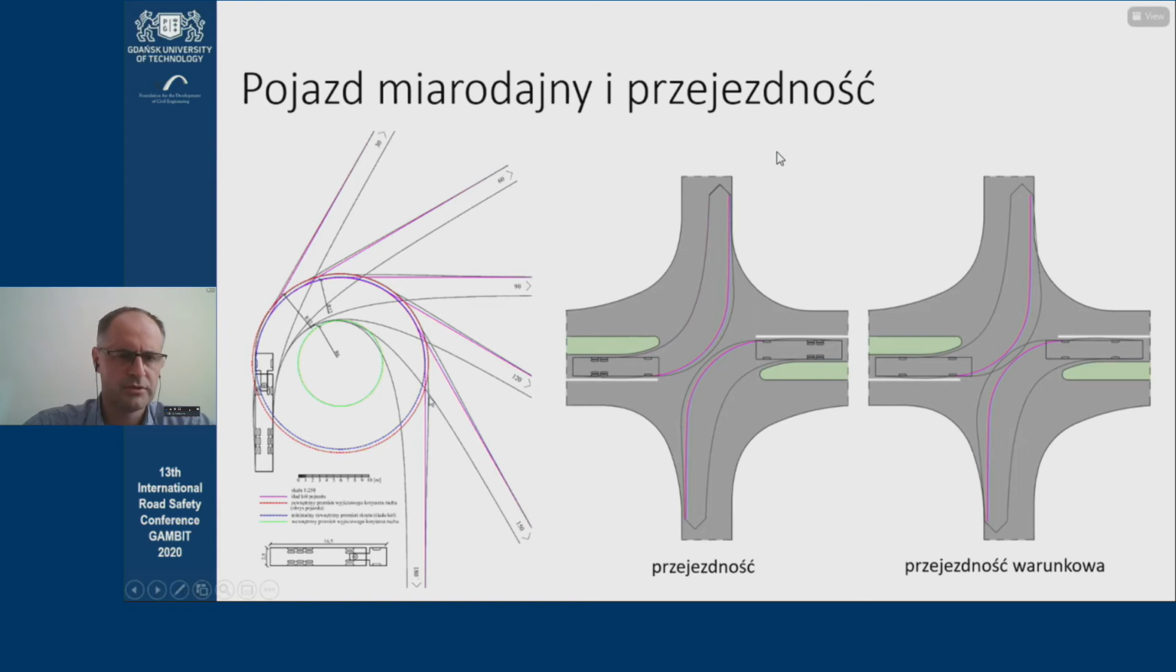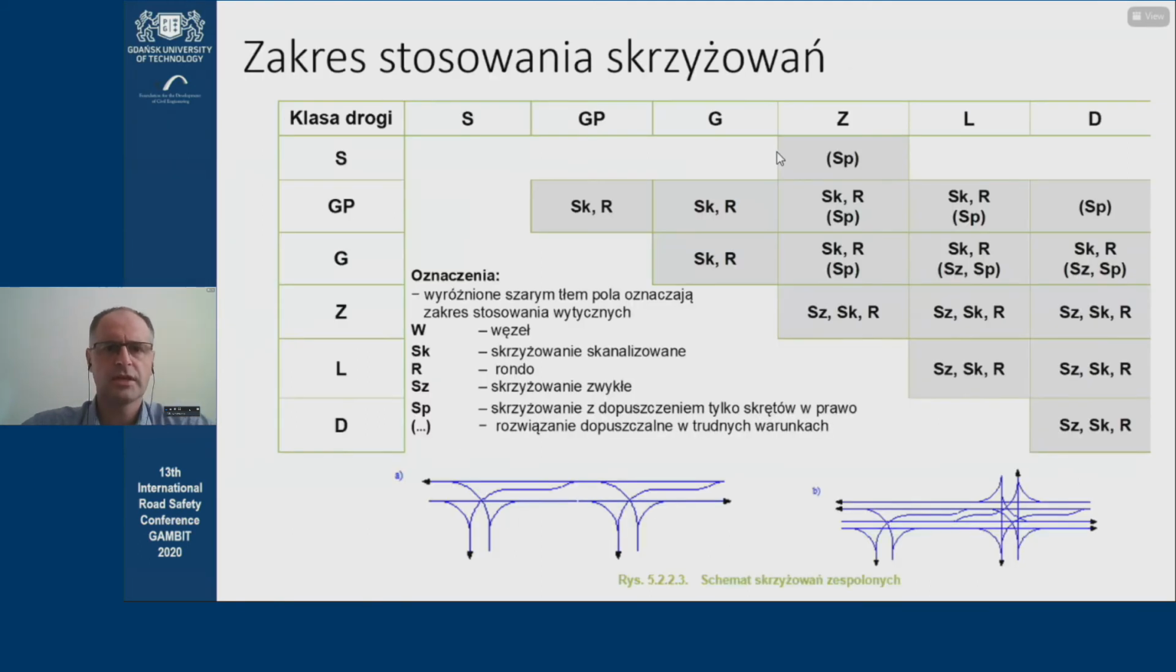On the left-hand side, there is a template, and similar templates are included in the guidelines. It's pretty much like what we had before with the turns, and there's this additional area there to accommodate the vehicle. And the radiuses are also given there in the table.